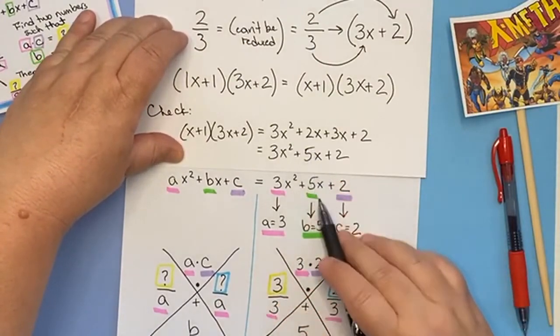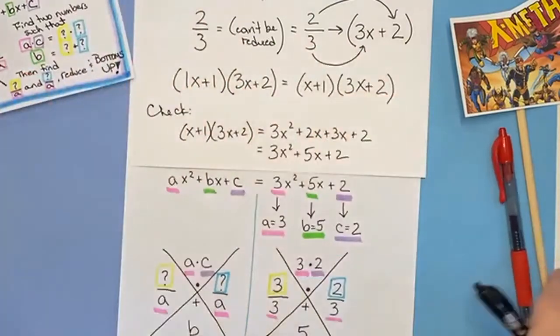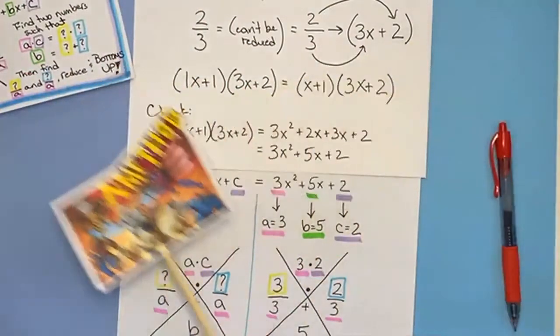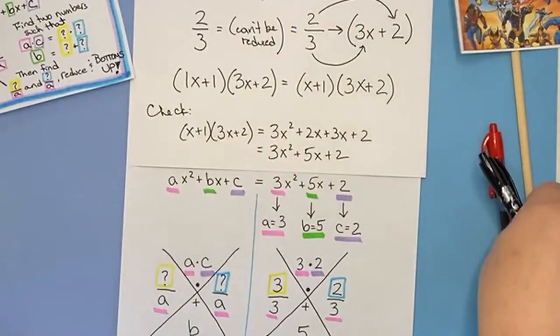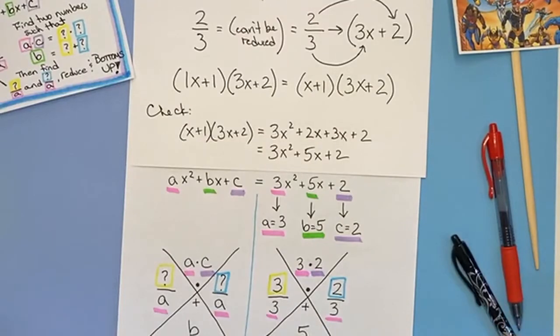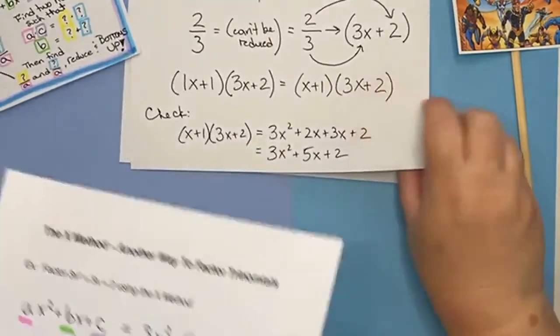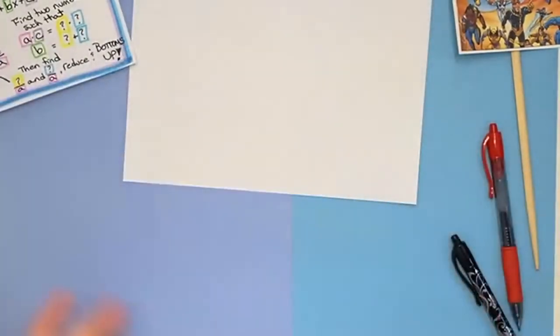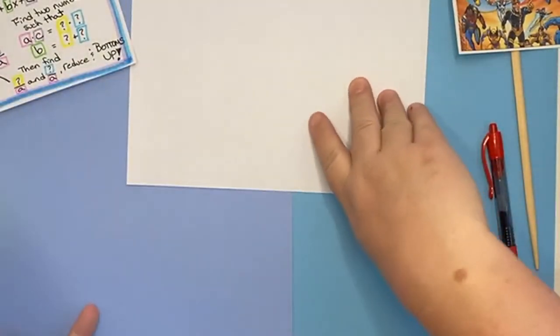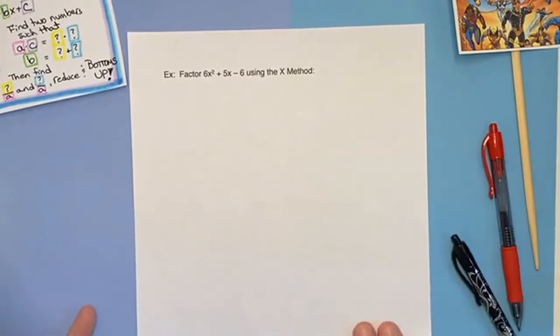3x squared plus 5x plus 2. Yay! The X method saved us. Thank you, X method crew. Yay! Oh my goodness. You've made it 21 minutes in, or possibly you sped it up so it happened in 5 minutes. But shall we try an example?